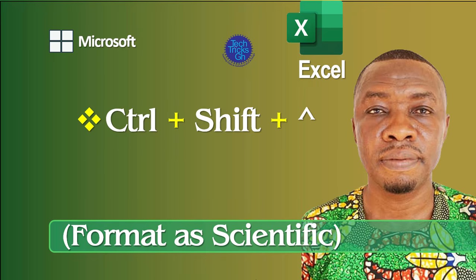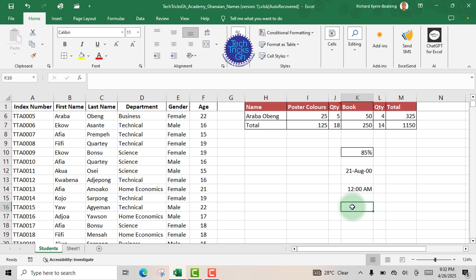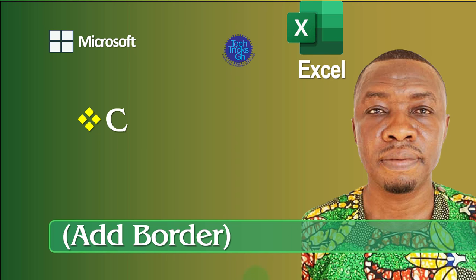Ctrl-Shift-Caret. Format as scientific. Sometimes the caret is referred to as power, raised to the power, or exponential. It converts large and small numbers to scientific notation. Select a number and press Ctrl-Shift-Caret. It is useful for scientific and engineering data.